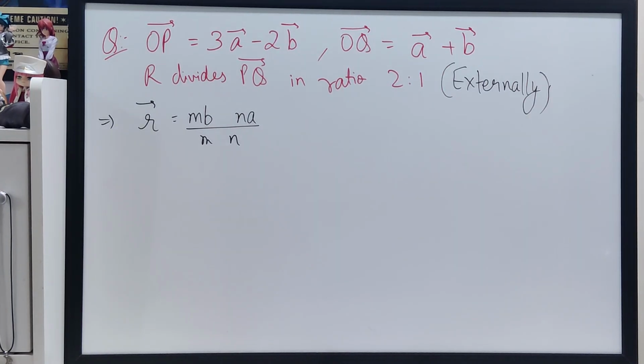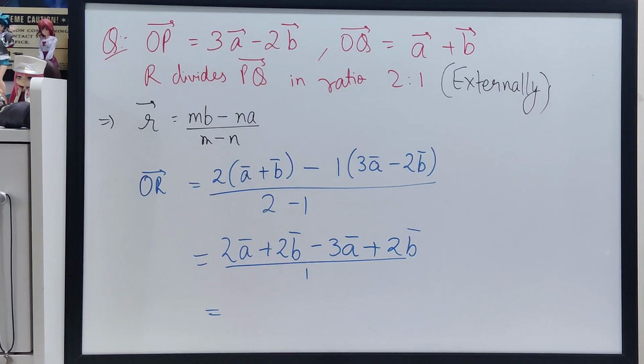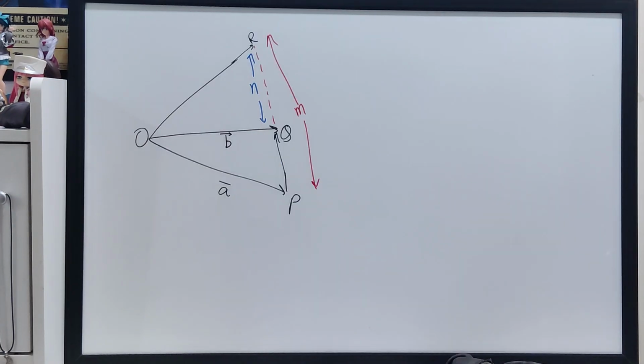Now if R divides PQ in the ratio 2:1 but externally, what will happen? The formula will change. You will have R equal to (mB minus nA) by (m minus n). Let's calculate, and then I'll show you how this comes. So it will be 4B minus A. Now let's see how we can derive this, so that in case you forget it in your examination, you can derive it by yourself.